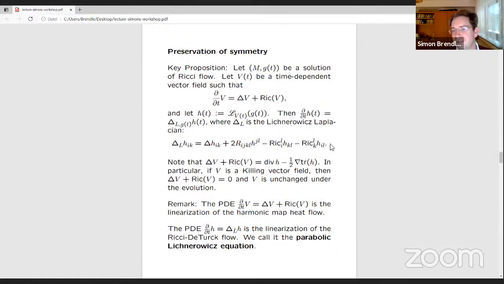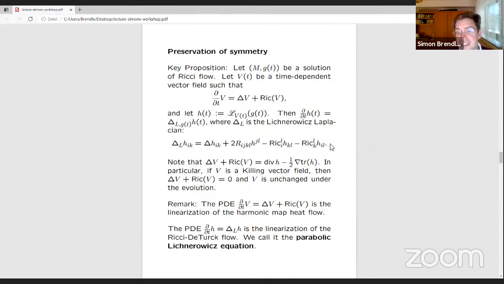Now, everybody who has ever looked at Ricci flow and has looked at Hamilton's 1982 paper will recognize this equation, because this is exactly the evolution equation for the Ricci tensor that comes up in Hamilton's 82 paper. And so the point of view I would take is that V satisfies linearized harmonic map heat flow, and h satisfies linearized Ricci flow. And yeah, so in a way, linearized Ricci flow up to this sort of gauge fixing.